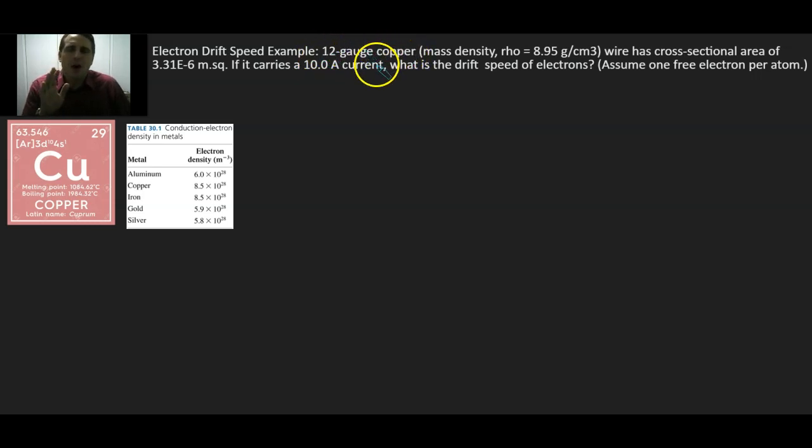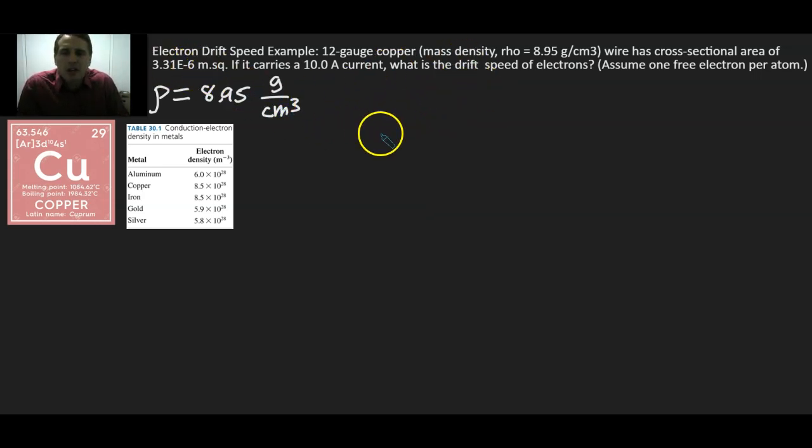Now, 12 gauge copper wire, it turns out as the wire gets thicker, the gauge of the wire actually gets smaller. So this is a certain rating. It's 12 gauge copper wire. And the mass density of copper is rho, so that's the mass density, equal to 8.95 grams per centimeter cubed. And it has a cross-sectional area of 3.31 times 10 to the minus 6 meters squared.